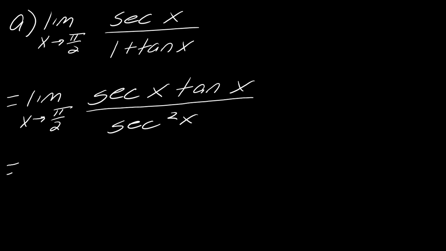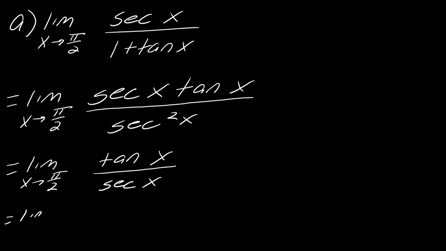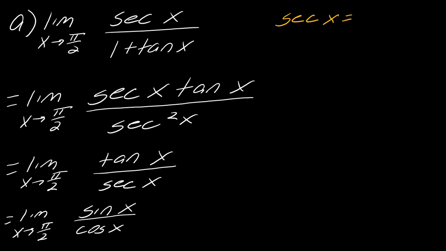Now you can see that there's some simplification that can be done. Notice I continue to write the limit notation because that's proper. This will simplify to tangent x over secant x. Tangent is sine of x over cosine of x, and we know that secant x is equal to 1 over cosine of x. Therefore, since the secant is in the bottom, I can rewrite it as times cosine of x over 1. So the two cosines cancel out.